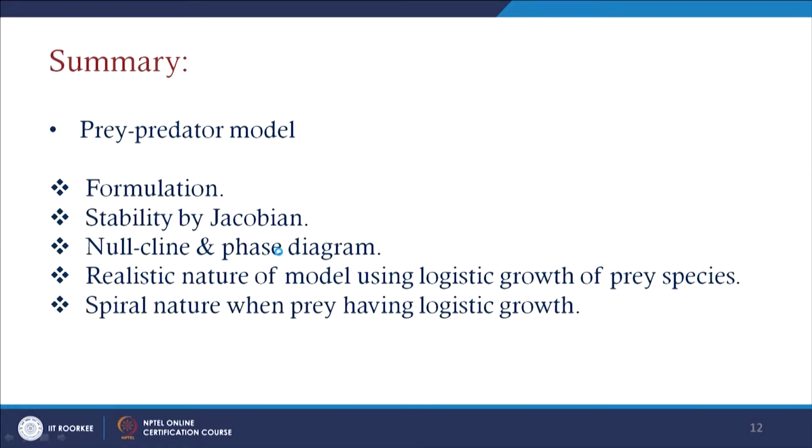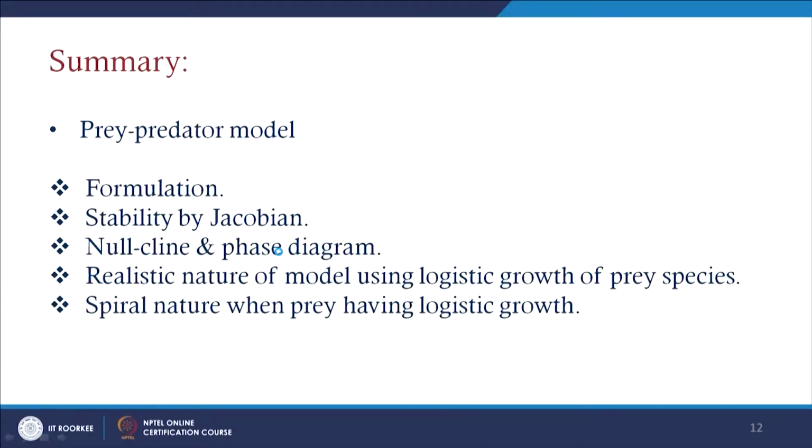And in this model we have discussed the modified prey predator model, where two species are present, that is prey and predator. Then we have discussed this stability using the Jacobian matrices. Then we have discussed null lines and phase diagram for this model, and the realistic nature of this model using logistic growth of prey and species. Then the spiral nature of this prey having logistic growth.